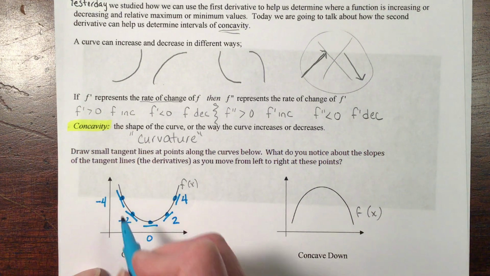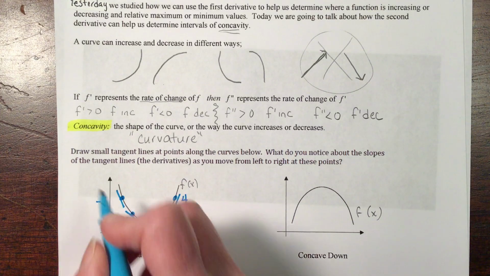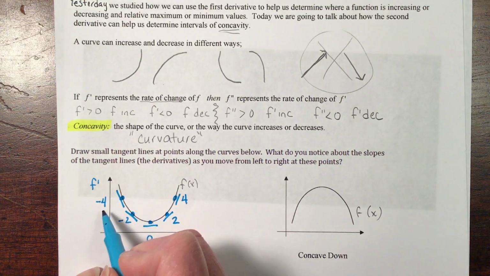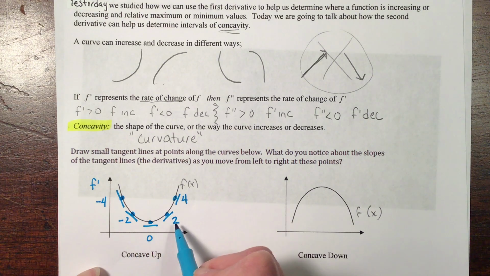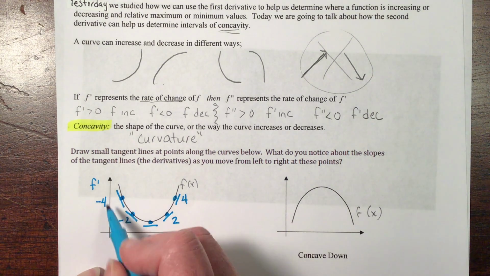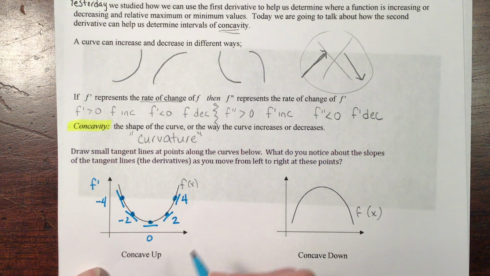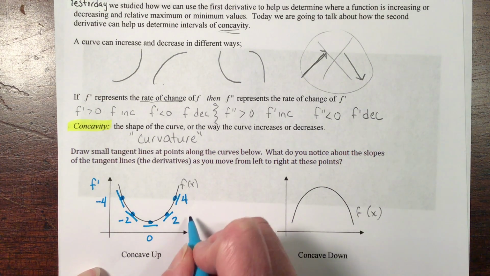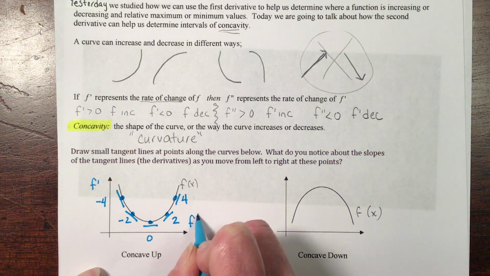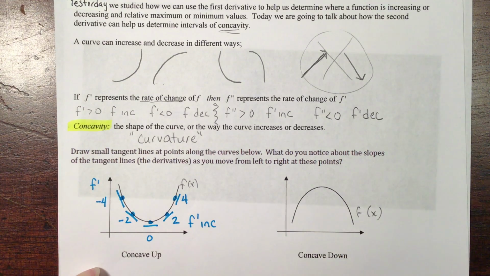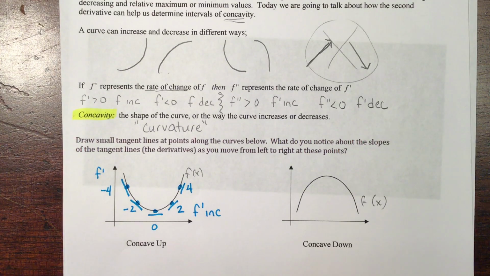Okay. So if I move from left to right, what can you say about f prime? It goes from -4 to -2, 0, 2, 4. What's happening with those numbers? They're getting bigger. So in this case, f prime is increasing. Okay. When f prime is increasing, we call that curvature concave up.